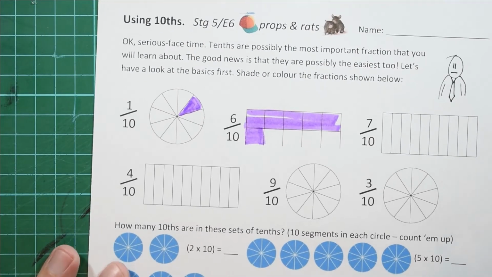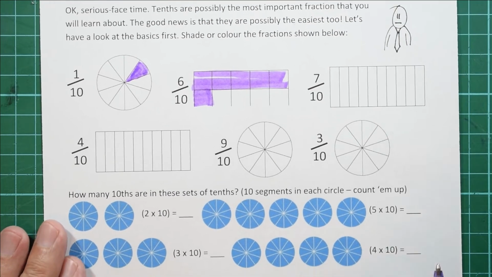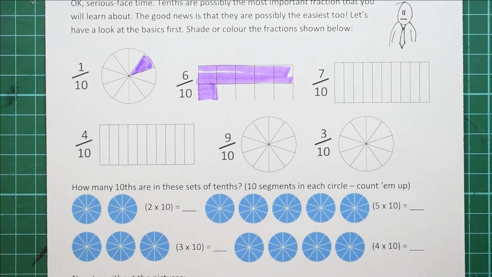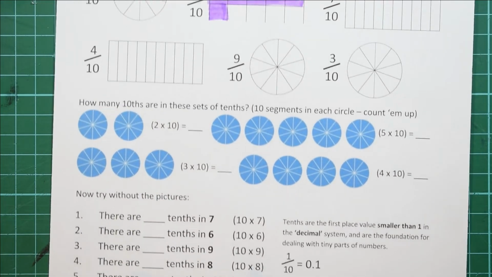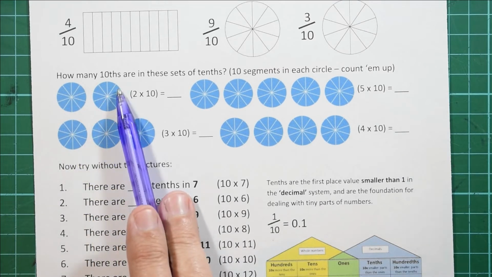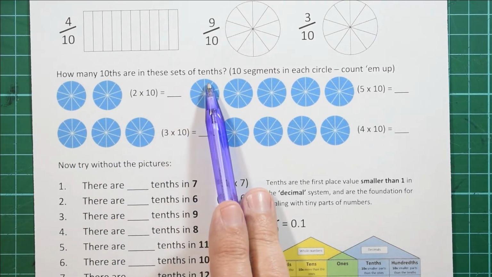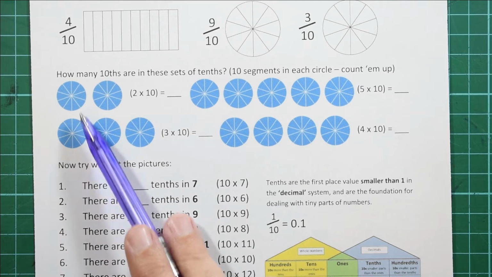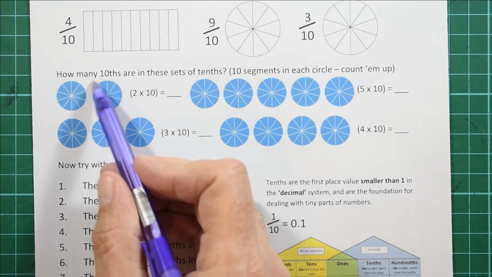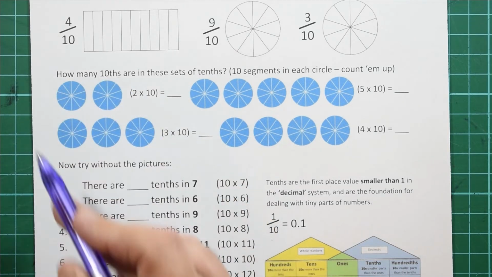But we're going to focus on fractions of wholes at the moment, so I'll leave you to do those ones by yourselves. Let's move on quickly to this bit here. It says how many tenths are in these sets of tenths. Now, you'll notice it's not just one circle, but 2. And it's saying how many tenths are in all of 2.